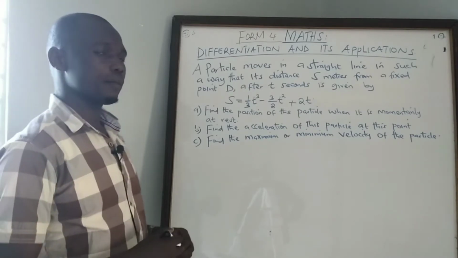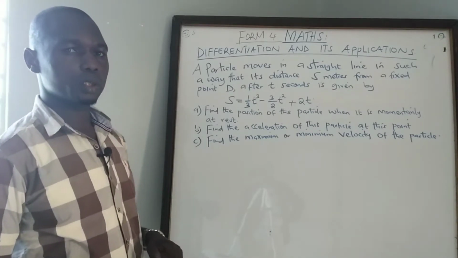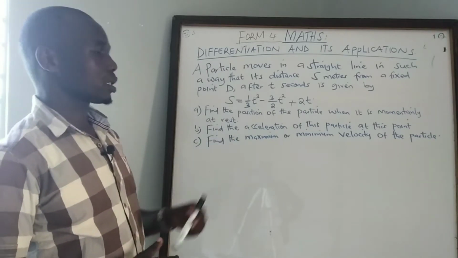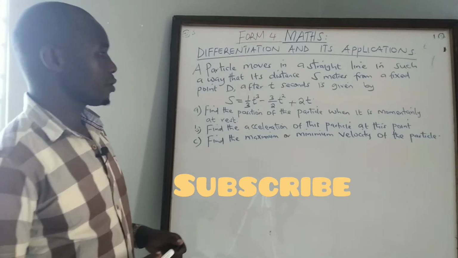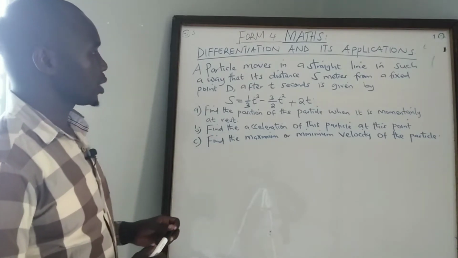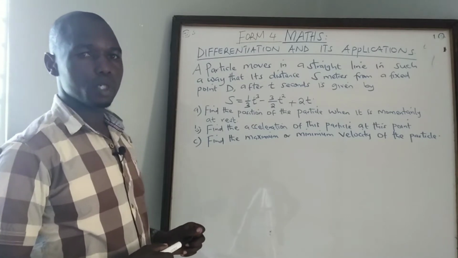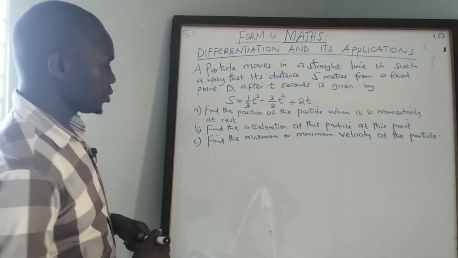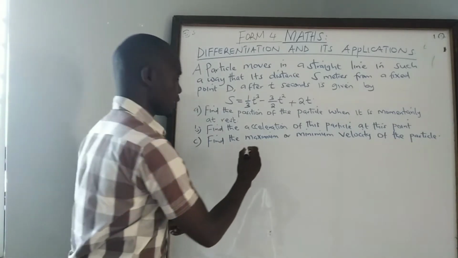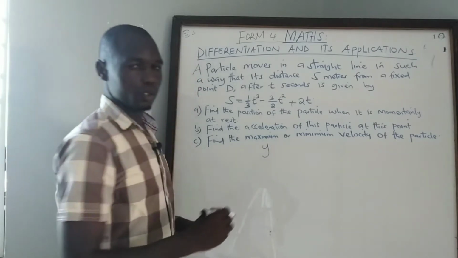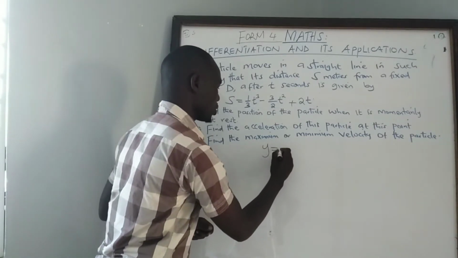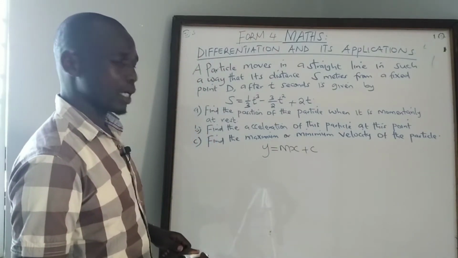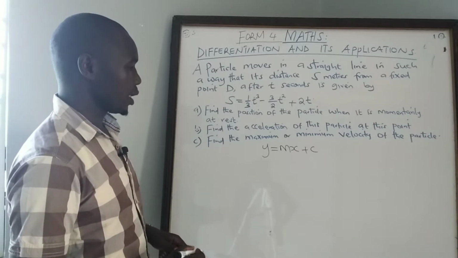This is Form 4 Mathematics under Differentiation and Integration. Today we are going to look at differentiation and its applications. But before that, this is a topic that extends from Form 2 under gradients and equations of straight lines. In Form 2, we said the equation of a straight line is usually in the form y = mx + c, where m is the gradient and c is the y-intercept.